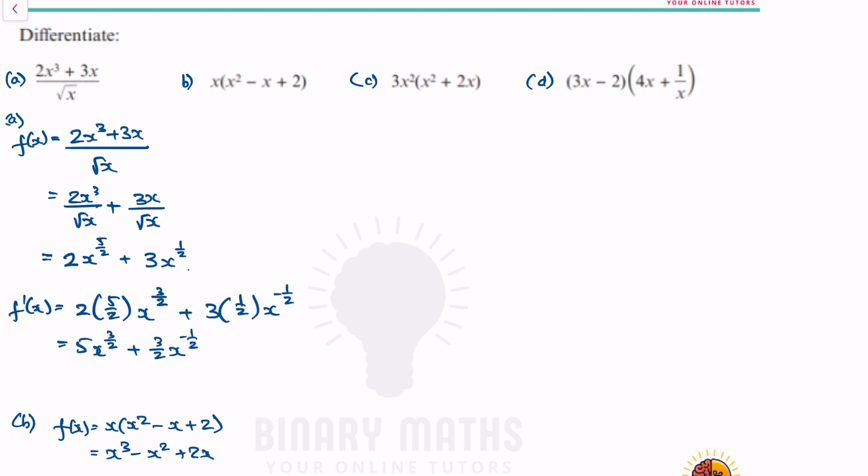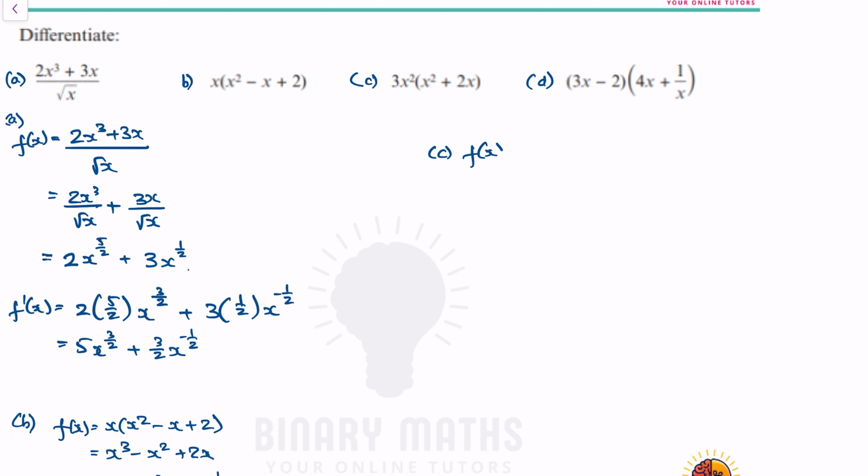So 3 drops down, x to the power of, decrease the power by 1, minus 2 drops down, x to the power of 1, plus 2 times x to the power of 0, which is just 1. So if I simplify, I get 3x squared minus 2x plus 2. Okay, let's go to C next.